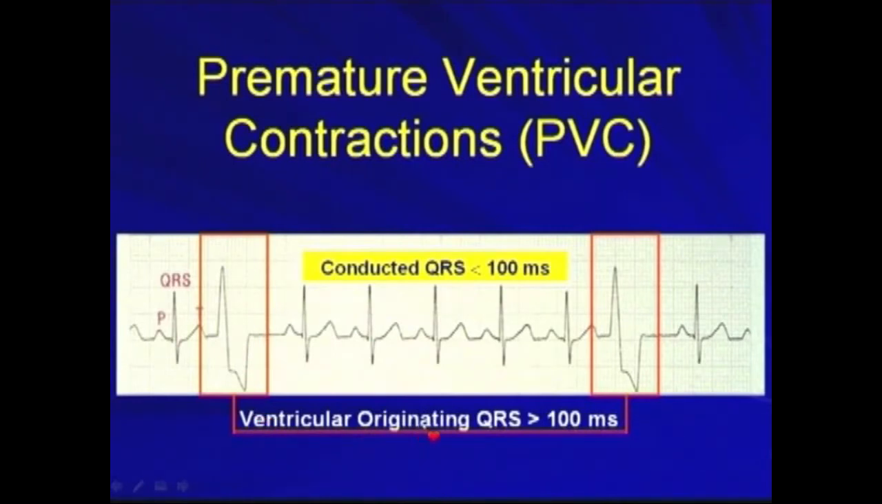The ventricular originating QRS complex is usually more than 100 milliseconds. That's what we call a wide complex. So it's a true premature ventricular contraction here.